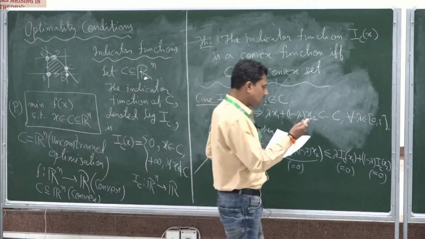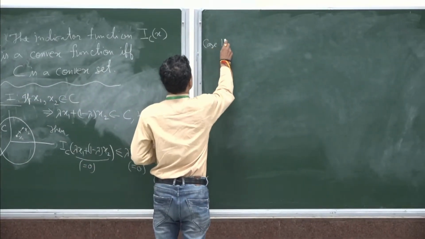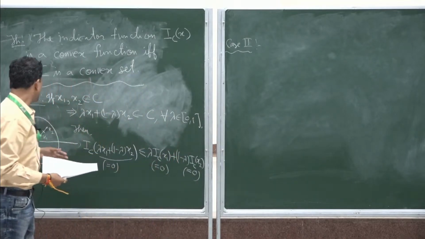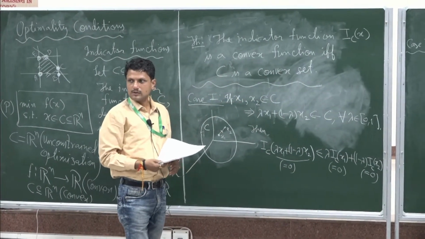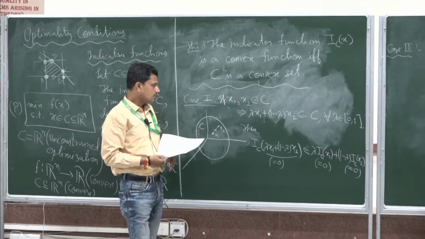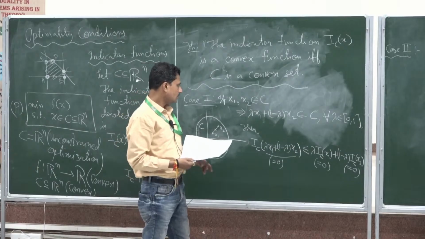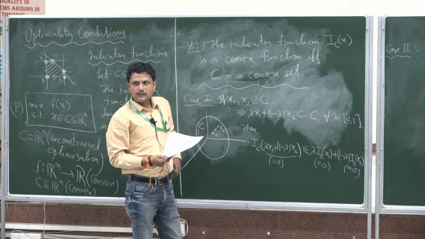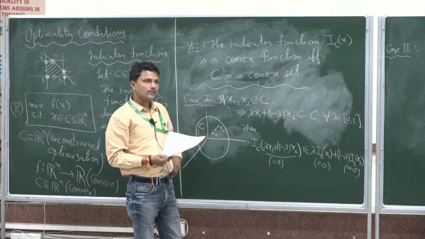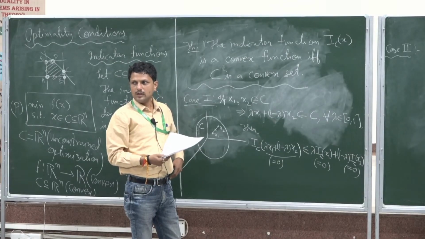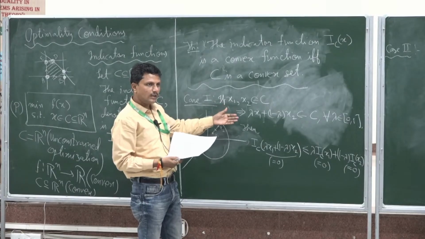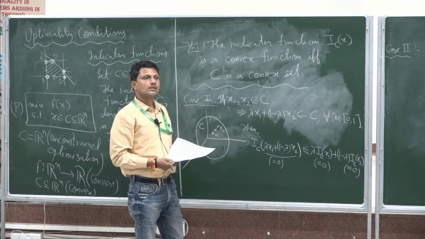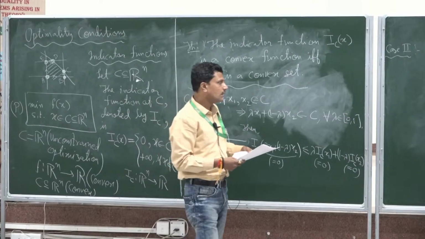Now what other cases can we have? Case 2: suppose both of these points are outside C, x1 and x2 both are outside C. So what will happen? If both of them are outside C, then their convex combination may not be outside. So it is possible that their convex combination is either outside C or inside C. There are two possibilities, right?